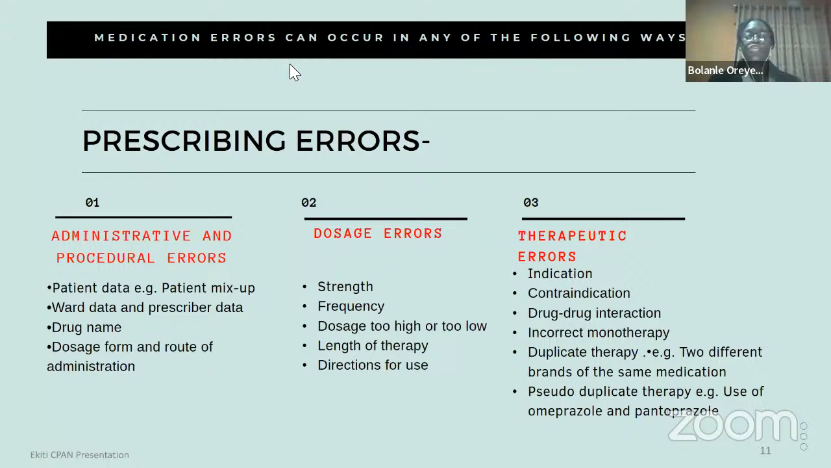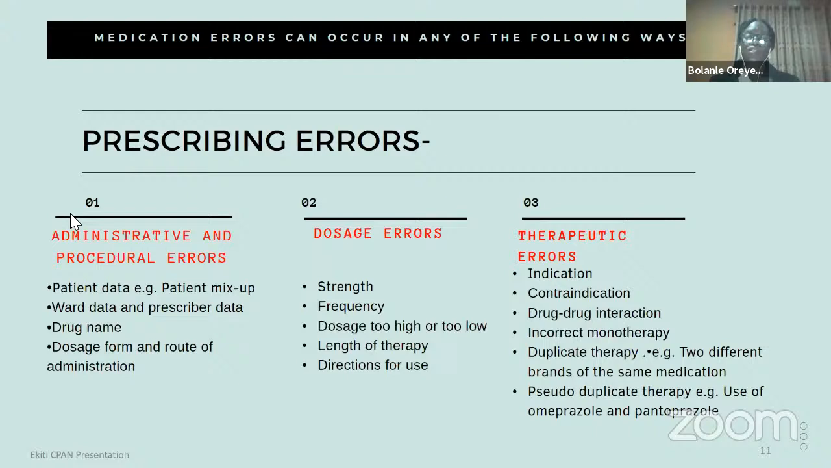We also have dosage errors, where maybe the wrong strength is indicated, the frequency is wrong, the dose is too high or too low, the length of therapy is too short or too long, or the directions for use are not clear or correct. You have therapeutic errors, as in the wrong drug given for the wrong indication, or contraindication where you have drug-drug interaction, incorrect monotherapy, duplicate therapy, where two brands of the same medication are given.